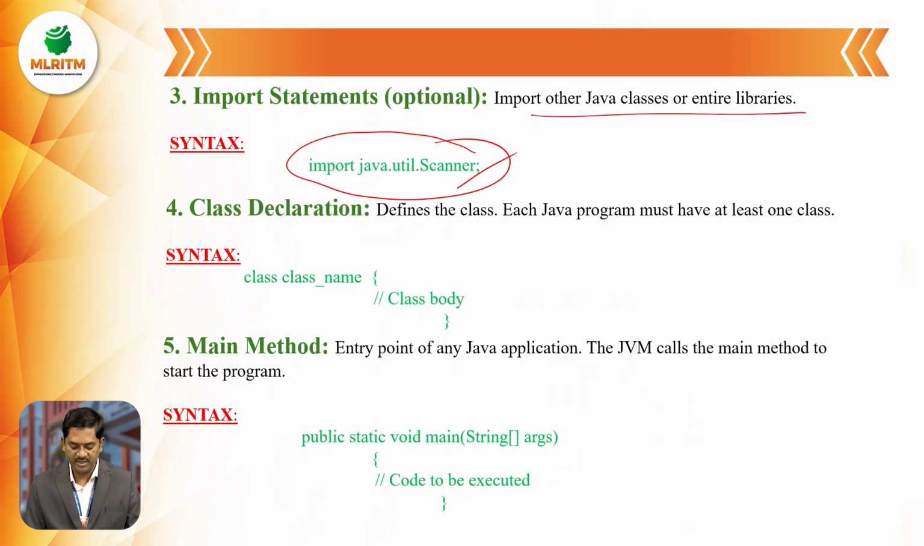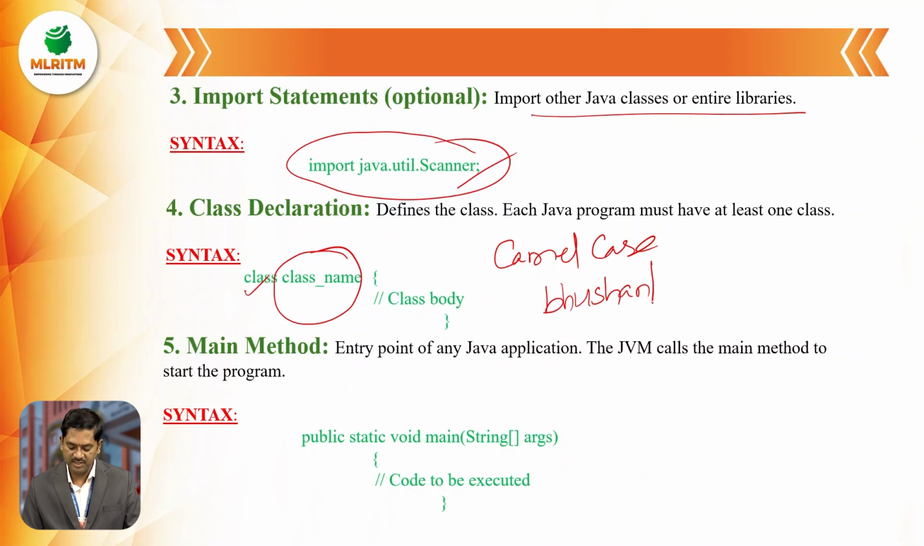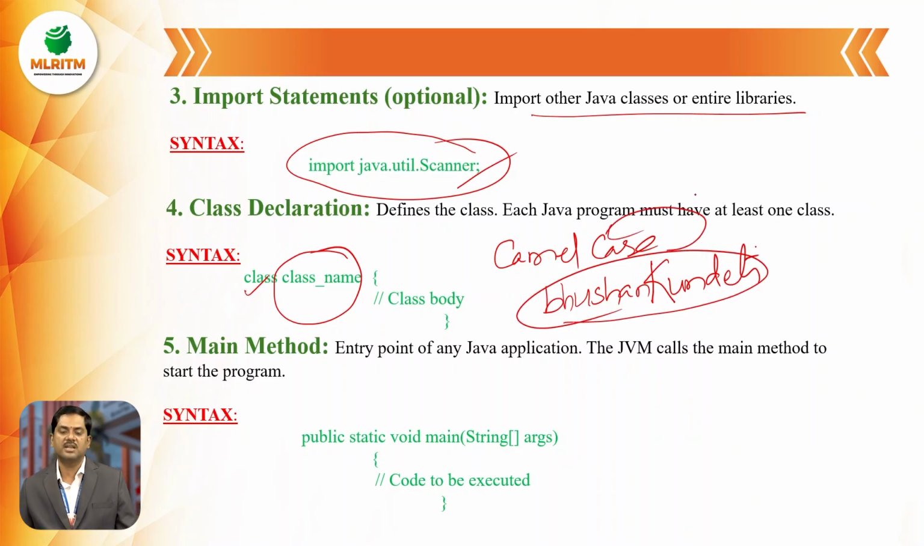Next, declaring a class. How do we declare a class? The class name can be written in camel case. What do we mean by camel case? The first letter will be small. For example, if I say Bhushan Kundeti, it would be bhushan and then capital K, undeti. This is an example of camel case. You can use camel case to show that it is a class name. And everything in the braces is called the class body.